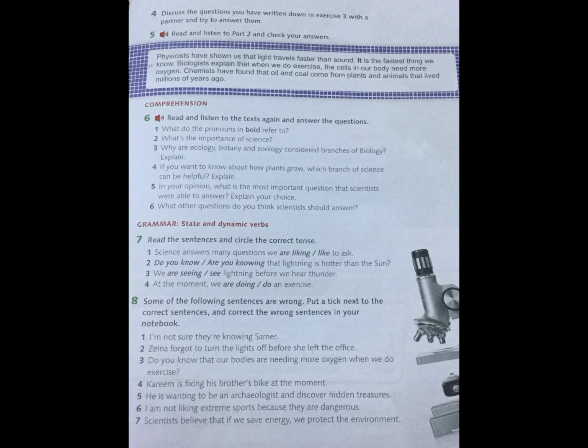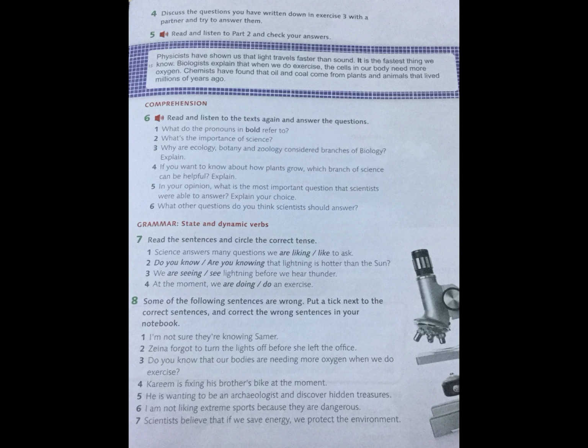Oil and coal come from plants and animals that lived millions of years ago, and they deteriorated into the land. That means the particles have the remains of these plants and animals. And that's where we get oil and coal from.